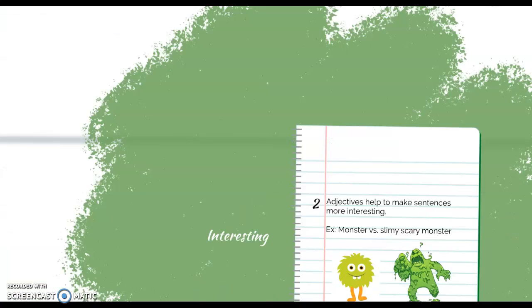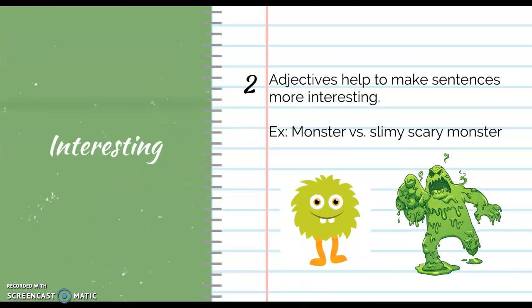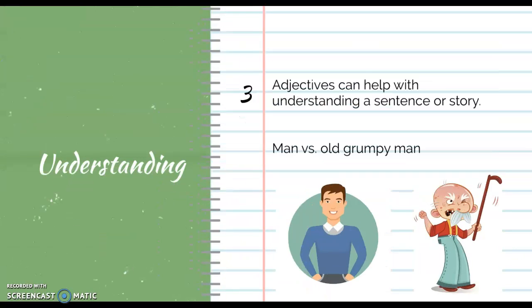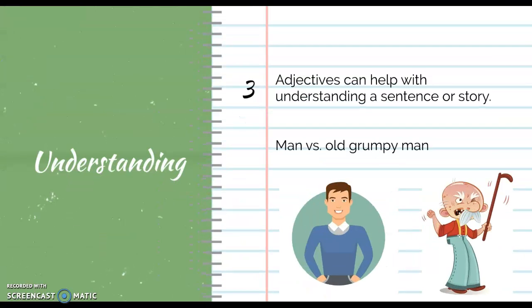With this information provided, adjectives can also help to make sentences more interesting. When reading a story, would you rather learn about a monster or a slimy, scary monster? Adding adjectives before nouns can help to make sentences more fun to read. Also with adjectives, readers will have more understanding about stories or what they're reading. The difference between a man versus an old grumpy man would drastically change a story being read.